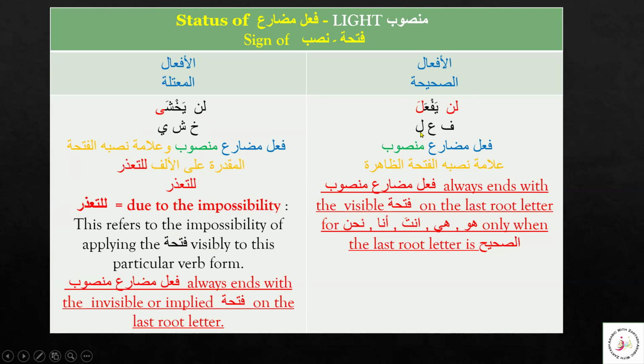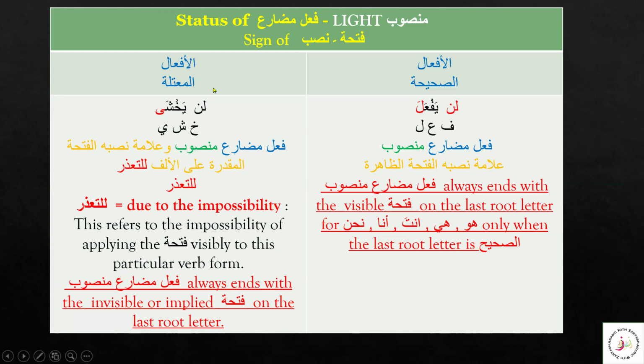We have for example lan yaf'ala, fi'l mudari mansoob. And what is the alama, the sign? Alama is nasbihi al-fatha al-zahira, the visible fatha, just like the dhamma zahira for afal al-sahiha. So fi'l mudari mansoob always ends with the visible fatha on the last root letter for huwa, hiya, anta, ana, and nahnu, as we have seen in the charts, only when the last letter is sahih, other than the huruf illa.